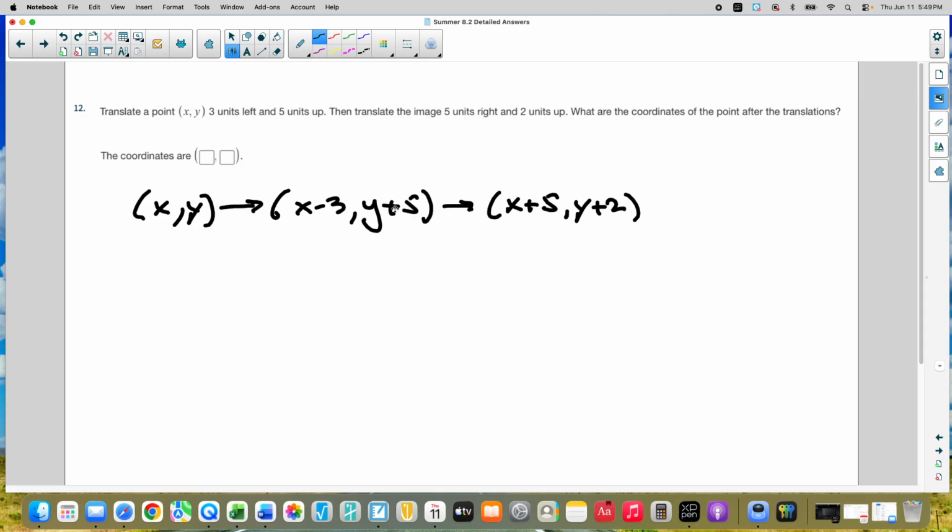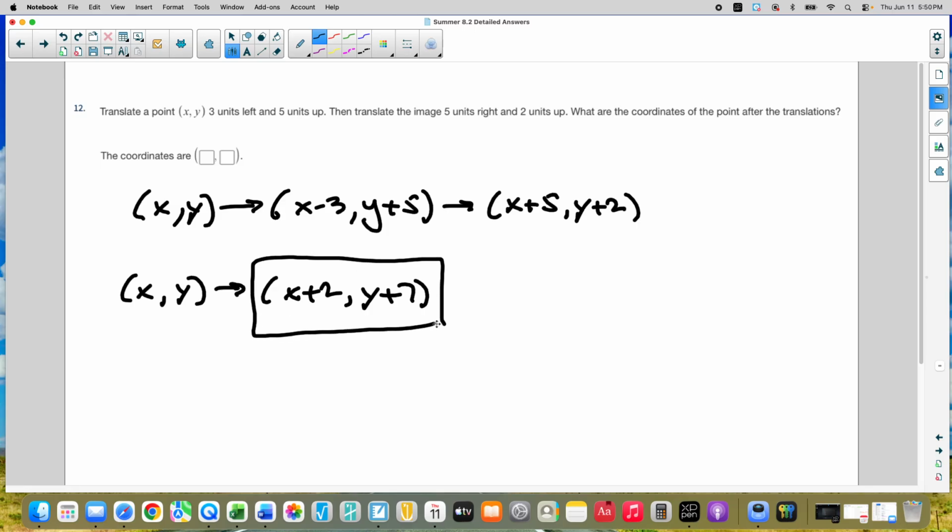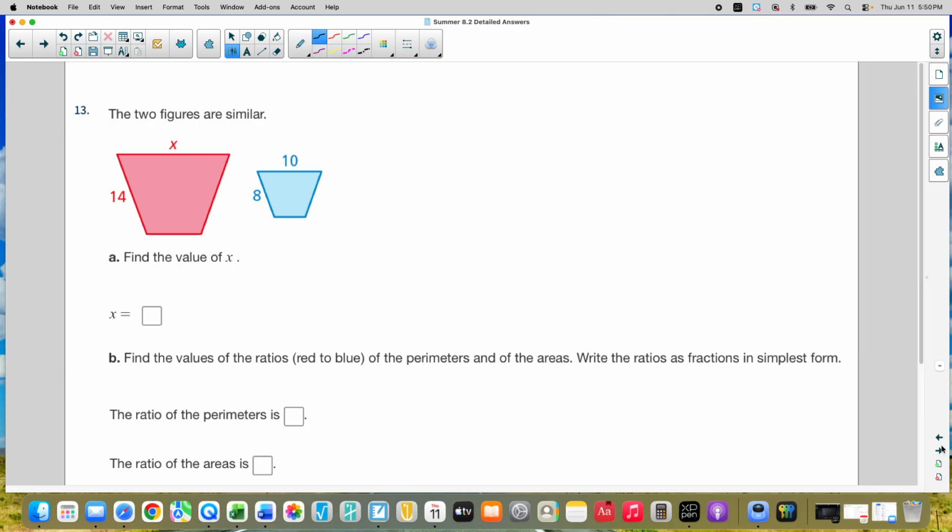Now we can add these together and go directly to our translation. We don't have to do these 2 steps. We can add them together, so our end translation is plus 2 to the right and up 7. So that's way more efficient. Okay, so what are the coordinates after? It's going to be x plus 2, y plus 7. So that actually answers it. They didn't give us a specific point, but this will be our end translation. So this is our answer, x plus 2, y plus 7. It's a good one. I like that.